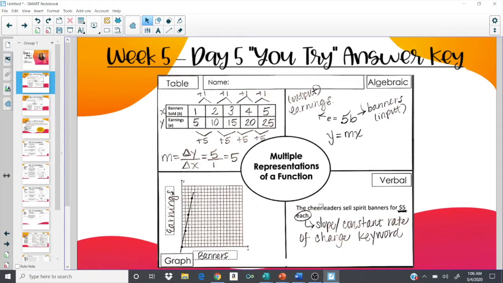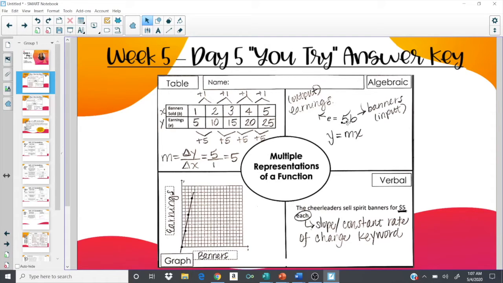Number 1, you were given a verbal description and you were supposed to represent this relationship using an equation, a table, and a graph. The cheerleaders sell spirit banners for $5 each. The word each represents a slope keyword or a constant rate of change. Therefore, we're going to use the equation y = mx, where m represents the slope. However, in this question, they want you to use the variables e and b.